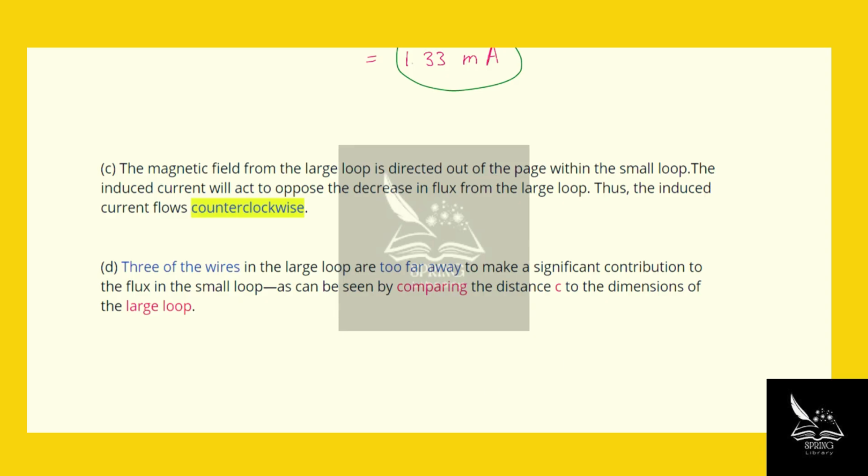And finally, for part D, we want to know why we can ignore the magnetic field from all of the other wires of the large circuit besides the closest one. And the answer to this is that these 3 wires in the large loop are too far away to make a significant contribution to the flux in the small loop. And we can see this by comparing the distance c to the dimensions of the large loop.